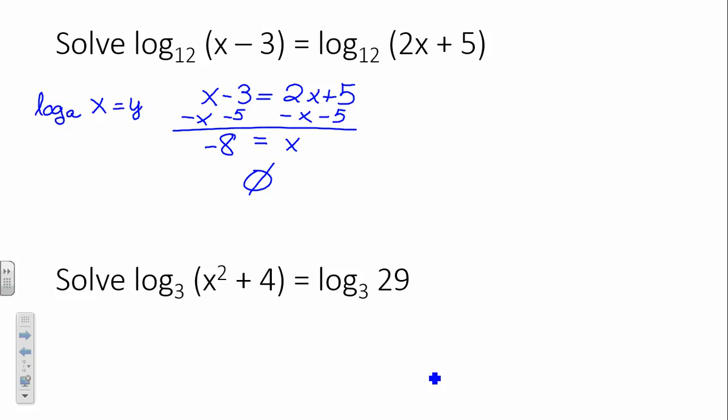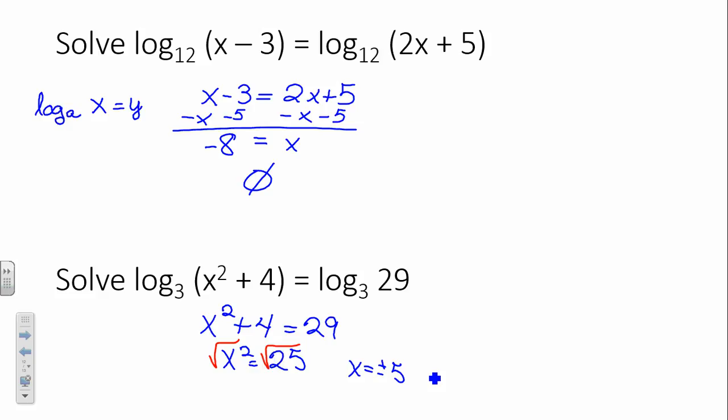All right, next one. What are we going to do here? Make them equal, right? Because log base 3 is equal to log base 3, so our bases are the same. There's nothing else added on, so our x plus 4 will be equal to 29. Take away 4. If x squared is 25, what's x? Anytime we introduce a square root, we have to remember always, always, always introduce the plus or minus, so plus or minus 5.